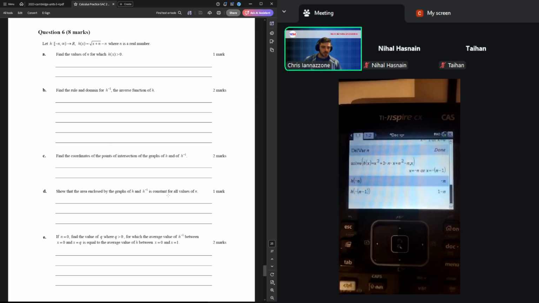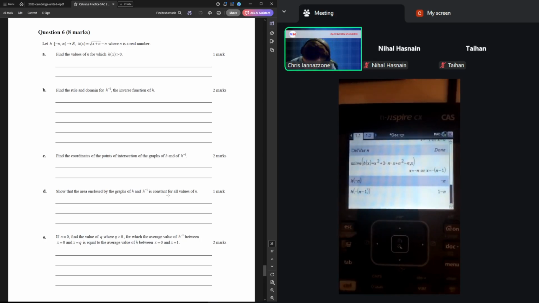Not that it is a constant, that's a bit different. Being a constant would imply that it's just some value. It's probably a bit of poor wording, so more realistically I think they're just saying that the area bound between them should be identical no matter what you have for the values of n. And if we explore what that looks like on the graphing tool, we'll probably see that's what's going on. So we already have h.